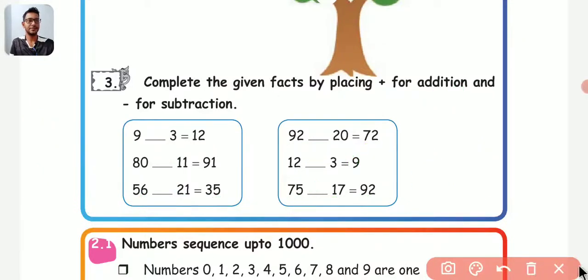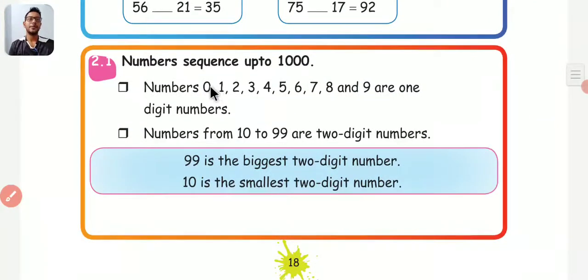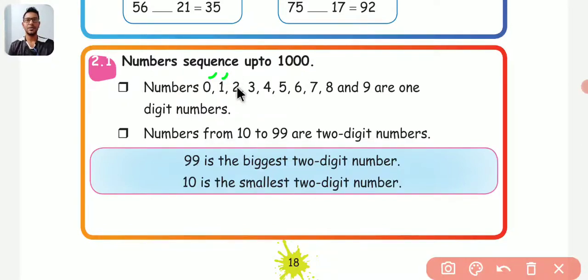So next, number sequence up to 1000. The numbers 0, 1, 2, 3, 4, 5, 6, 7, 8 and 9 are one digit numbers. One digit number means there must be only one digit. So in this number, how many digits are there? Only one. That is a one digit number.